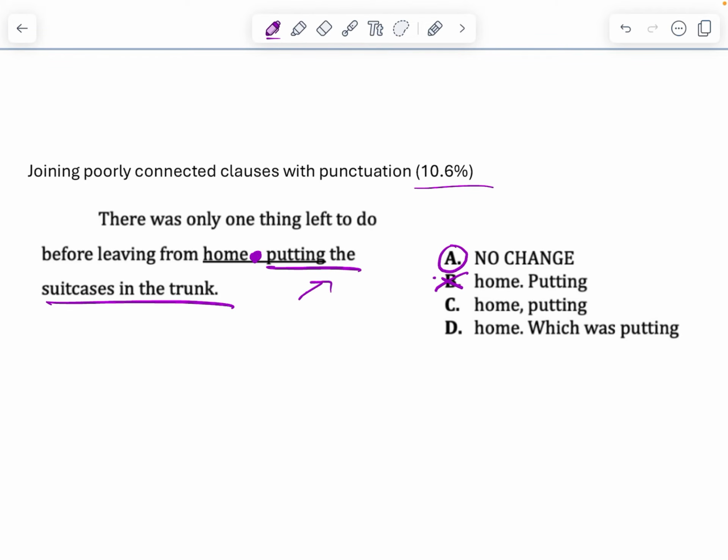Putting the suitcases in the trunk is not a complete sentence. But if you said he is putting the suitcases in the trunk, or putting the suitcases in the trunk was difficult, that's a complete sentence. But this, underlined, is not complete. As for C, it's actually doing the same thing as B, but with a comma.